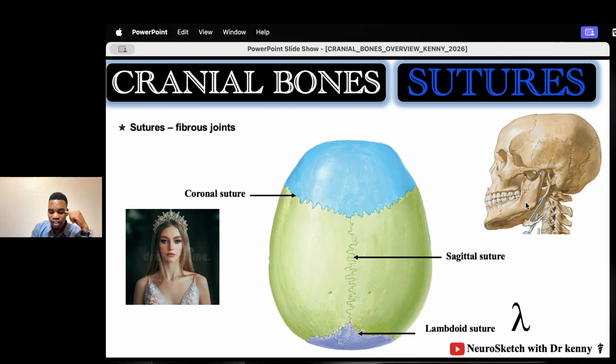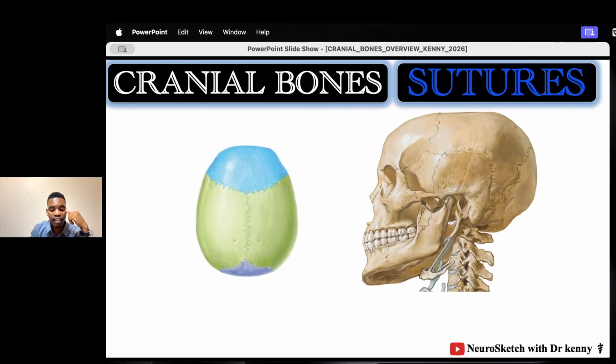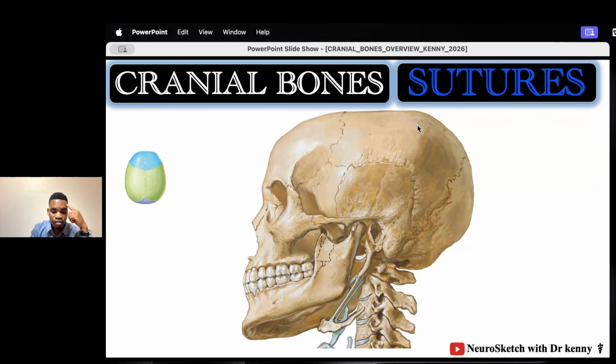On the lateral side of the cranium, we can also have some other sutures. For example, the suture between the parietal bone and the temporal bone is called the squamous suture. And we'll have this part of the temporal bone, which is called the squamous part of the temporal bone. Don't worry about it. We're going to discuss the temporal bone as a separate discussion.